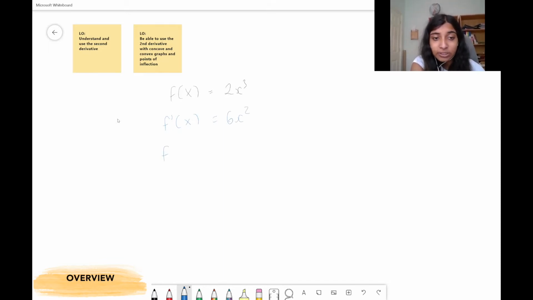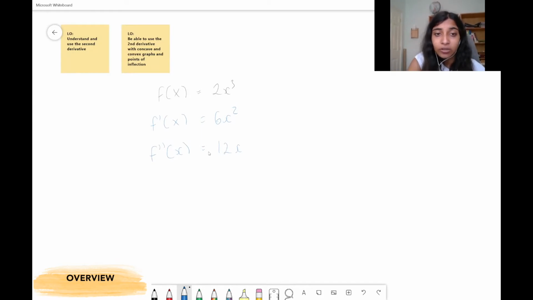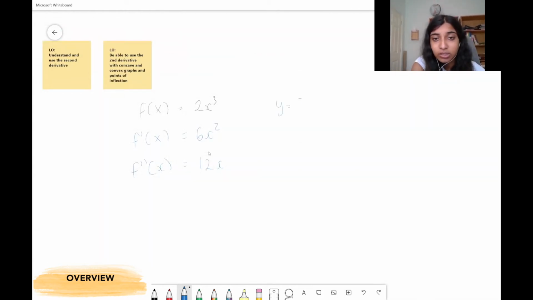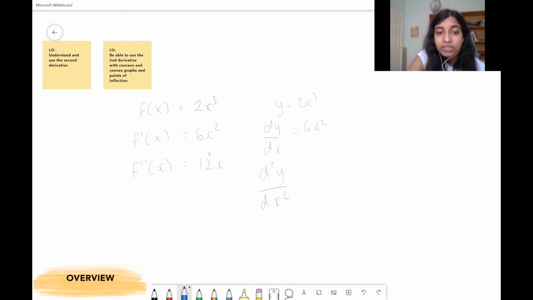And then to find the second derivative, you just write f dash dash, and you just differentiate your first derivative. So you differentiate 6x squared, and you would just get 12x. Another way you could write this is if you have y is equal to 2x cubed. If you do dy over dx first, you just get 6x squared. Then if you do d squared y over dx squared, that's another form of writing your second derivative. One way is f dash dash x, and the other way d squared y over dx squared. So you just differentiate this again, and you would get 12x.